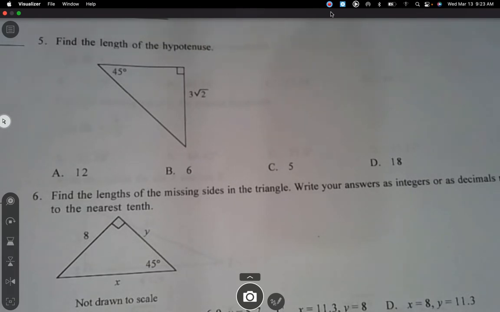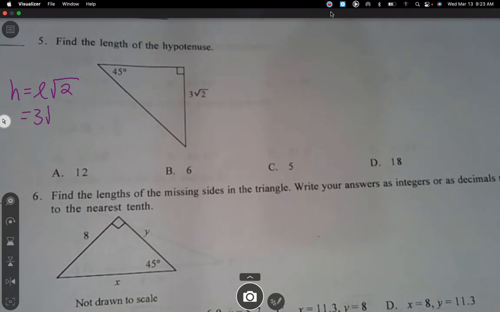Okay, now let's go over here to this. So it's a 45, 45, 90. So what I would do is write down my formula. Hypotenuse equals L square root of 2. What is the leg that they gave me? 3 square root of 2. So I'm going to write that down.